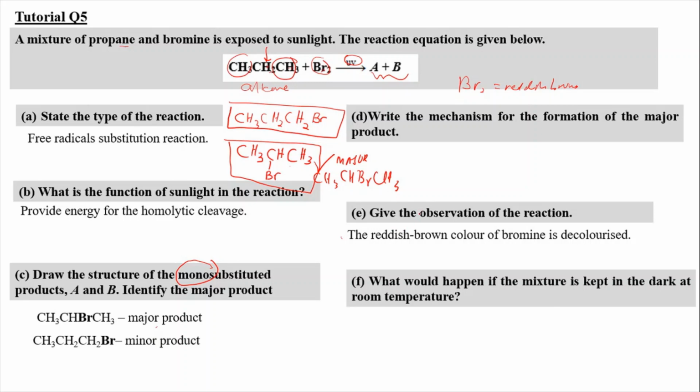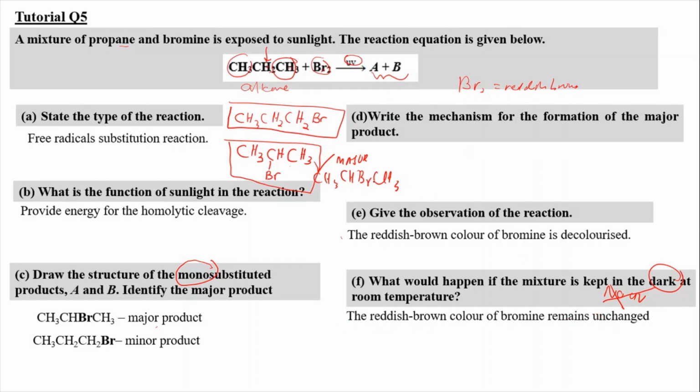So now on part F, what will happen if the mixture is kept in the dark at room temperature? When the substance is kept in the dark, there will be no UV. When there is no UV, or no light, the chemical reaction will not take place because it is unable to provide energy for the homolytic cleavage to occur. So basically the bromine gas, which is reddish brown in color, will still be maintained. The reddish brown color of bromine remains unchanged.